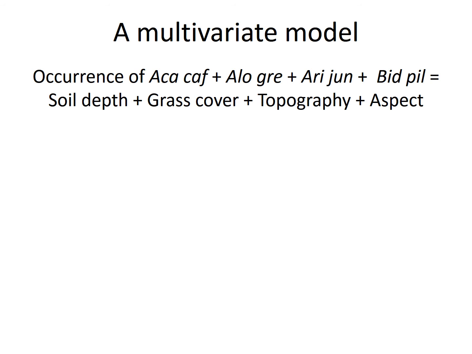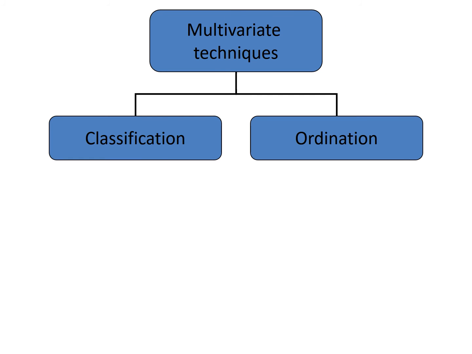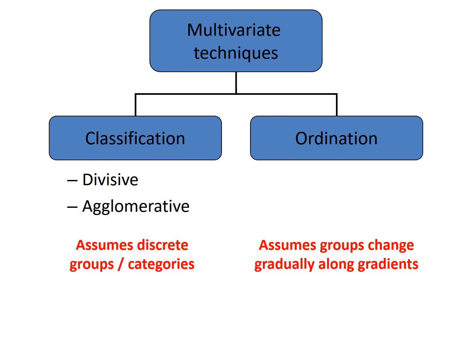Okay, so these multivariate models, we could say that they fall under multivariate techniques, and we can identify that this could either be for ordination or it could be for classification. And there are even methods based on dividing data versus methods based on clumping data. Now, one of the important points here is that when we're classifying vegetation, we're assuming there are discrete groups, discrete sets or categories of species that are found repeatedly. In contrast, in ordination, we're assuming that there is a change in species composition along gradients.